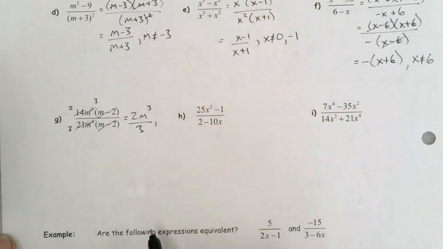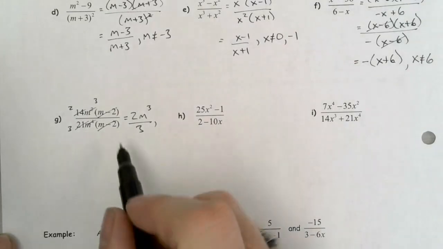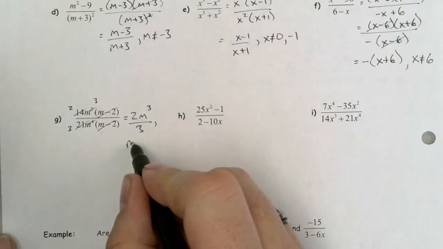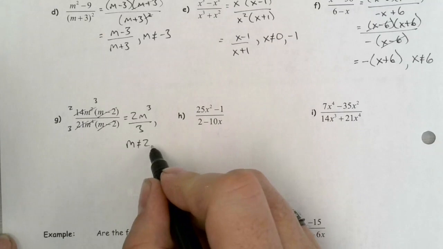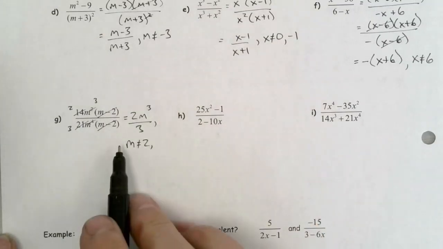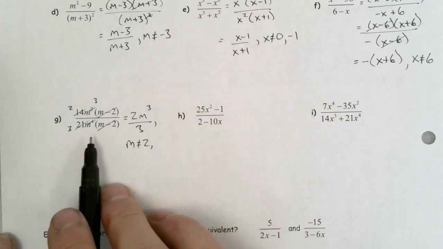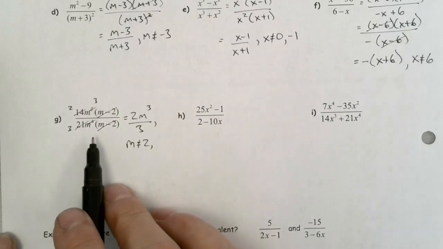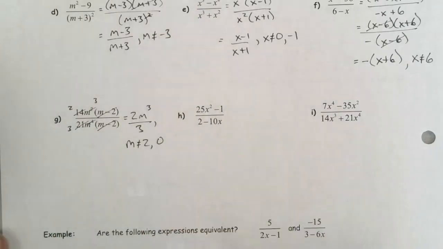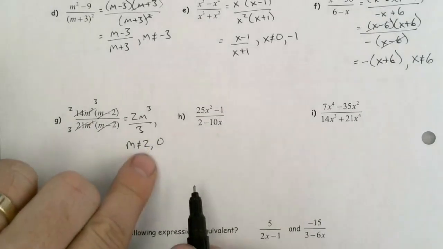Well, that simplified down wonderfully. But I lost a couple of things. I lost the m minus 2, which means there was a restriction that m could not equal 2 that existed in the problem. Additionally, m showed up by itself as a factor, which means that m can't equal 0 as well. Okay, I want to make sure that I address both of those.